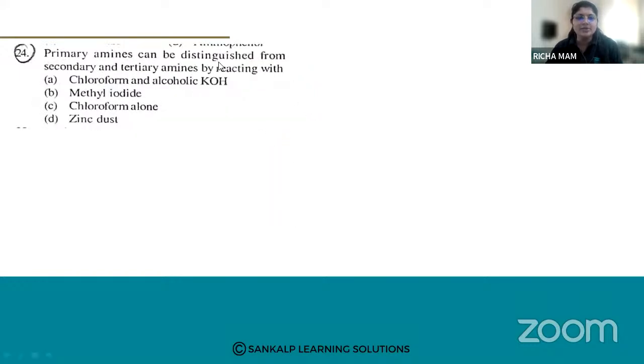So primary amines can be distinguished from secondary and tertiary amines by reacting with which reagent? A. Chloroform and alcoholic KOH. B. Methyl iodide. C. Chloroform alone. And D. Zinc dust. Okay, Vedvati has answered it as C. Vamshi Krishna has answered it as C. Tasmiya has answered it as A.